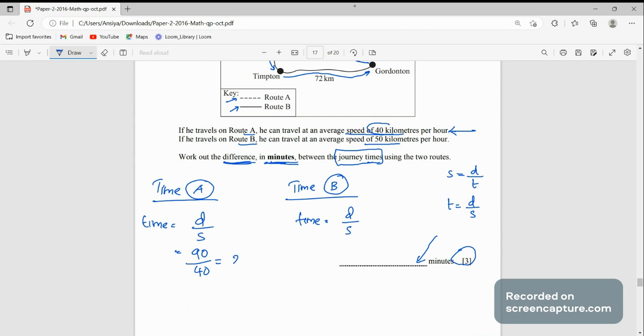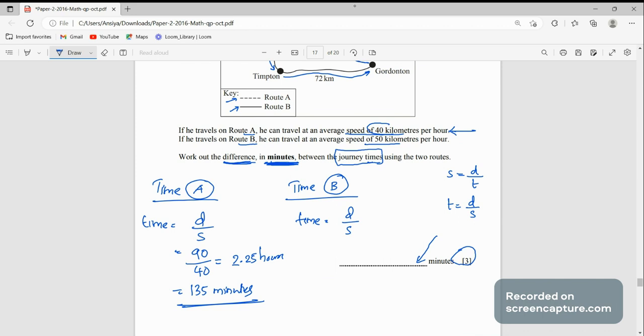2.25 hours. Now, we need it in minutes because it is specifically mentioned in the question. So, how to change hours to minutes? We have learned we have to multiply it by 60. So, when you multiply by 60, please check are you getting 135 minutes. So, route A time is ready.